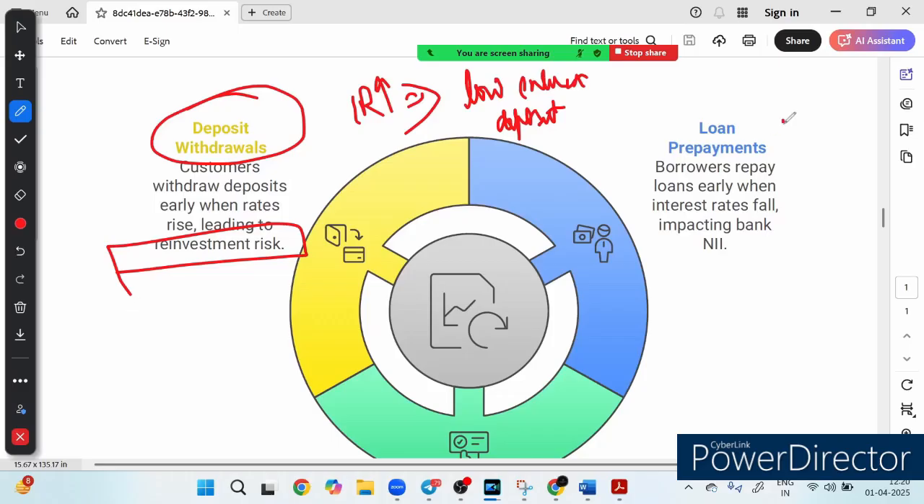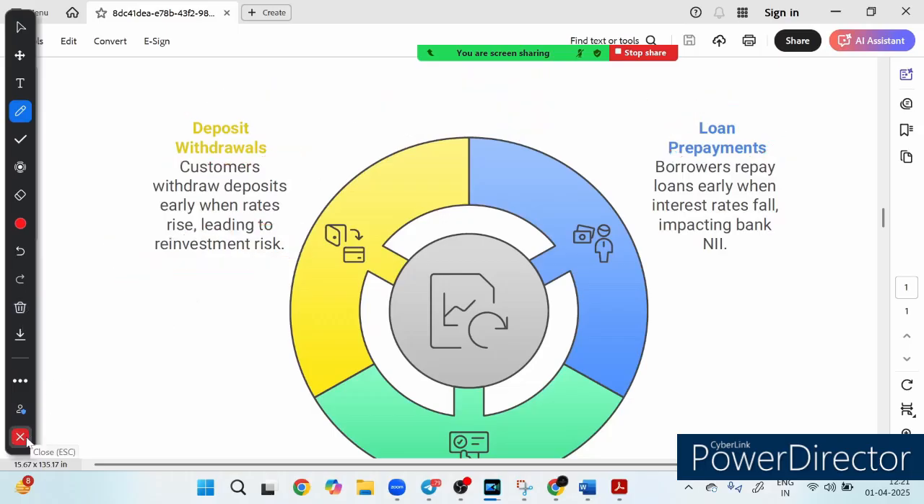The second case is loan prepayment. When interest rates fall, borrowers repay their loans early to refinance at a lower rate. Since interest rates have fallen, they want to refinance at a lower rate, so borrowers repay their loans. This reduces the bank's net interest earnings, affecting NII and long-term profitability. These are the two cases of embedded option risk.